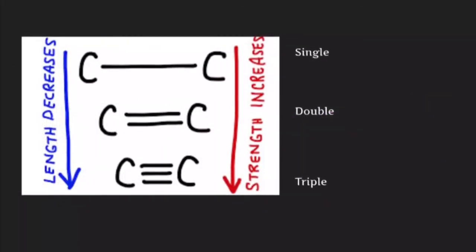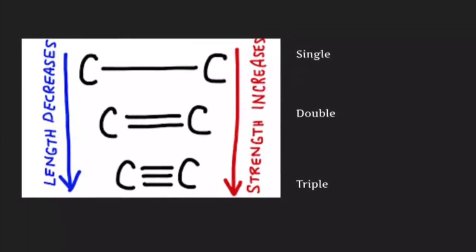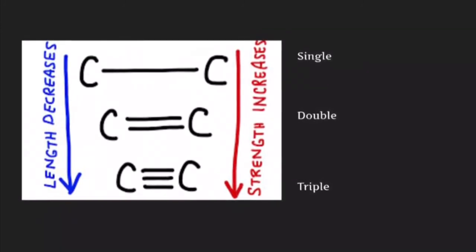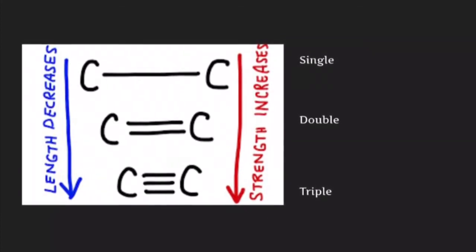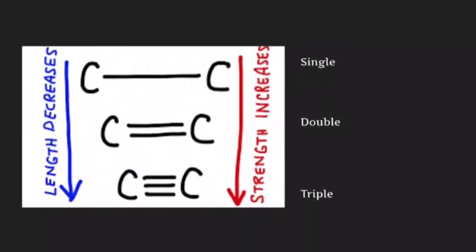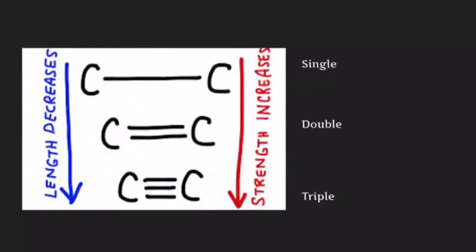The other important thing to know about covalent bonds is as the number of bonds go up, the strength of the bond goes up. So the triple will be the strongest, but the single bond is going to be the longest in length, and then it goes down from there.